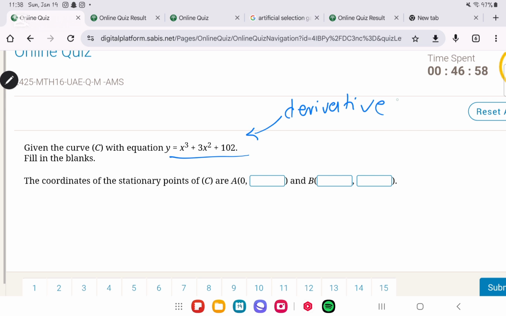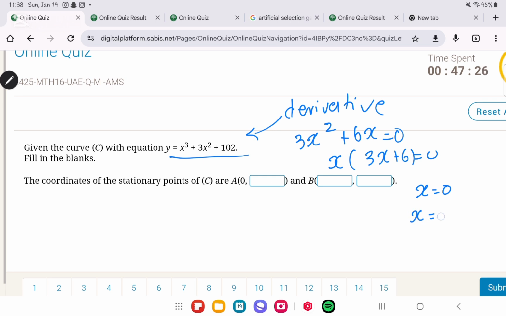Taking the derivative, we are going to get 3x to the power of 2 plus 6x, okay, is equal to 0. Then you take out common x, so you are going to have x times 3x plus 6 is equal to 0. So you have either x is equal to 0 or x is equal to minus 2. So you have x is 0 or x is minus 2.